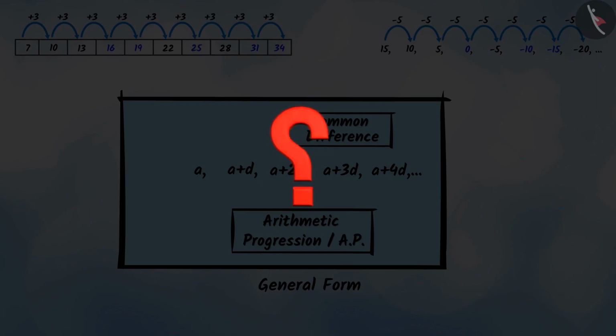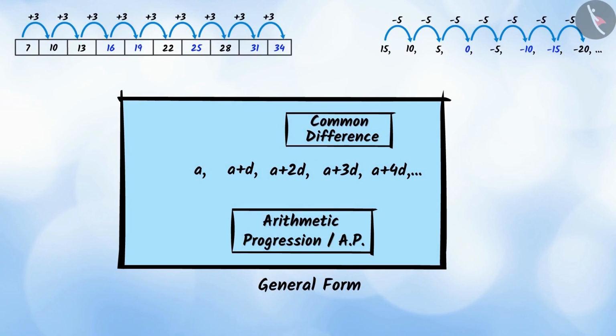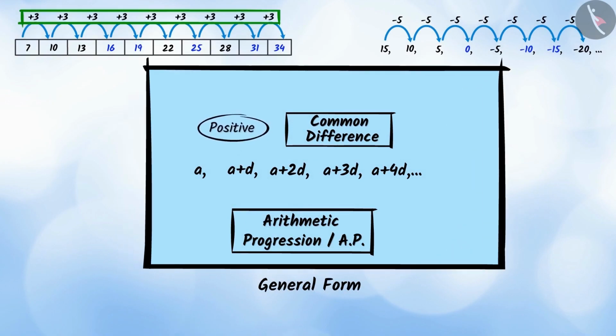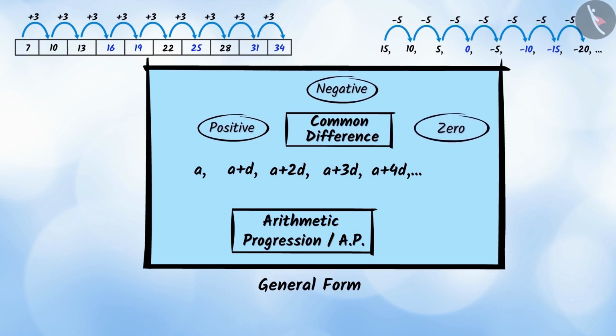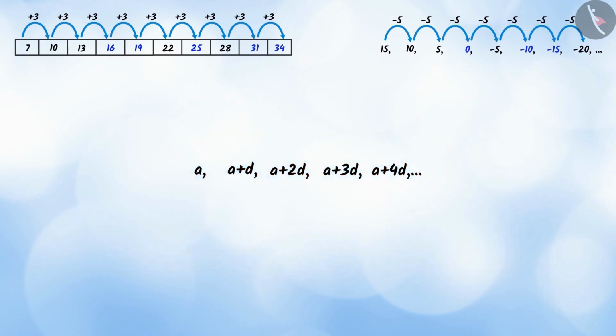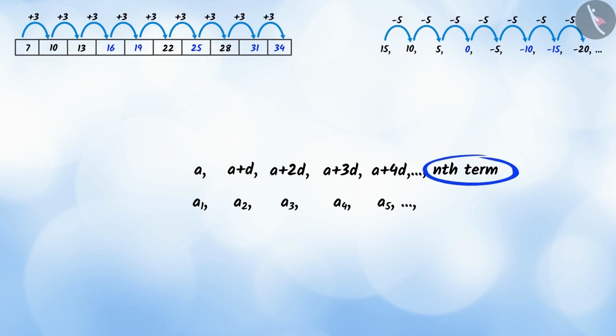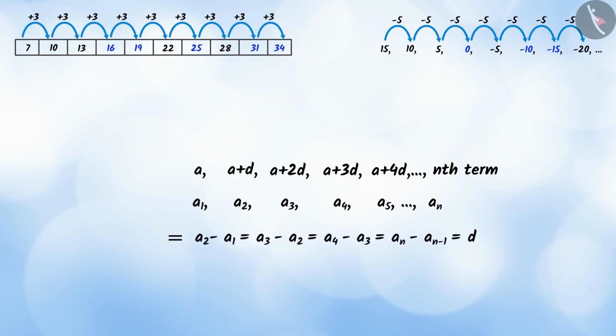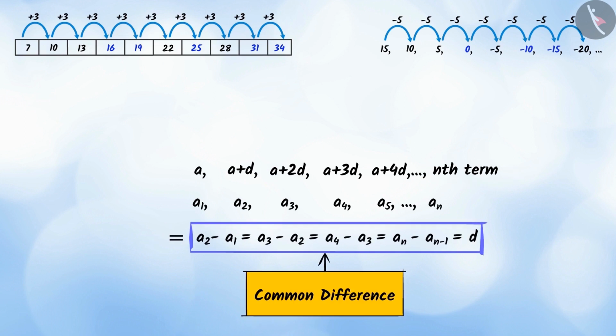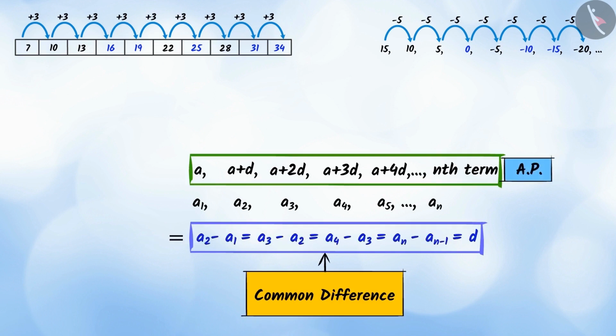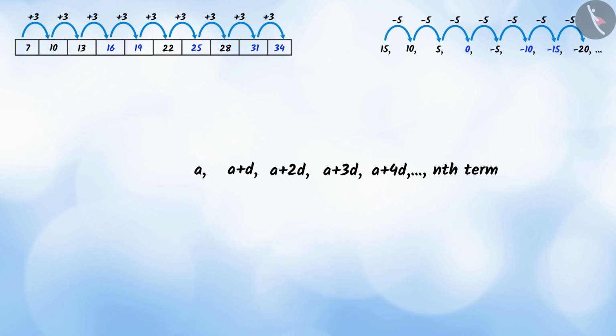Will the common difference of an AP always be positive? Always remember that the common difference of an AP can be positive, negative, or 0. If the first term of an arithmetic progression of n terms is written as A1, second term as A2, third term as A3, and moving in the same order, if we write the nth term as An, and if we write the common difference as D, then it becomes an AP.